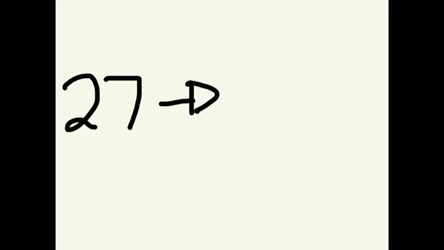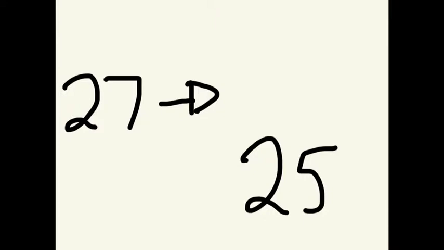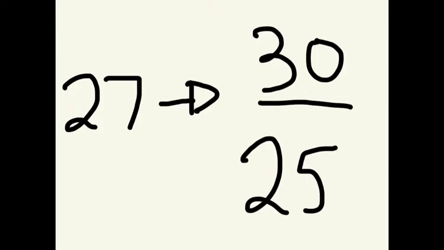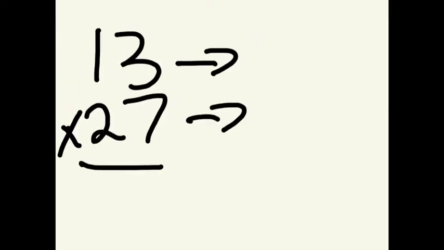27 is a little trickier though. I could go down to 25, or I could go up to 30. However, I'll use 30 because I already decreased 13 to 10. And if I decrease both numbers, I'll get an estimate that's too low.